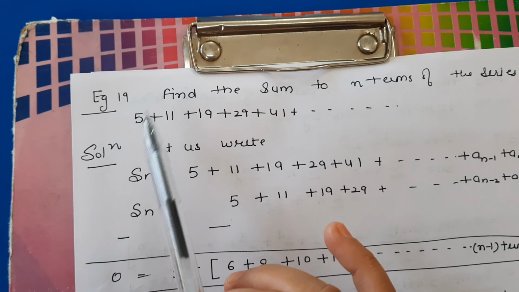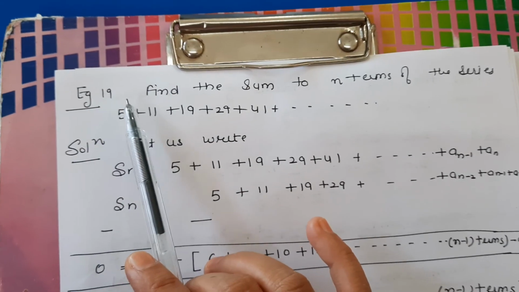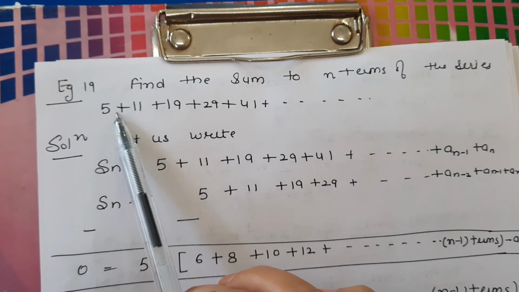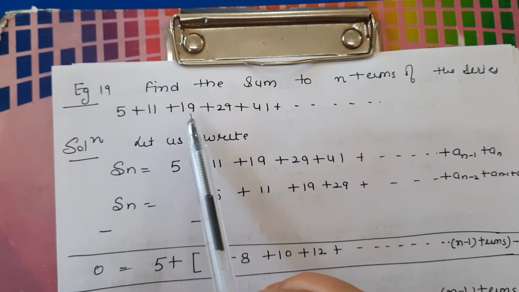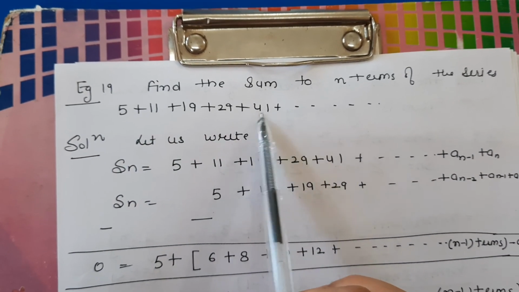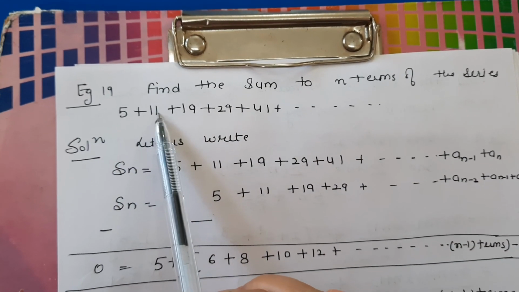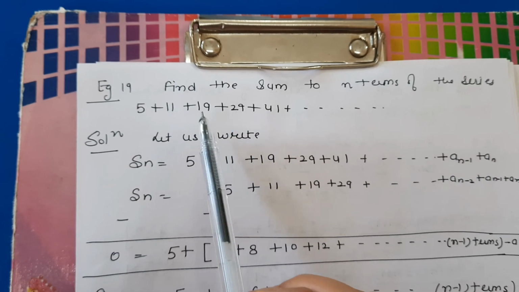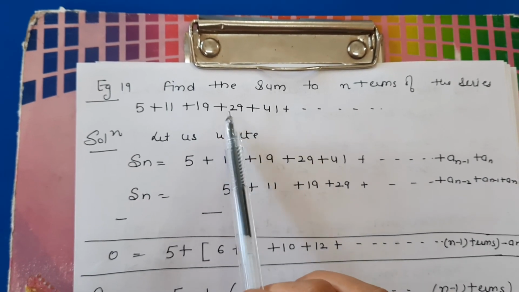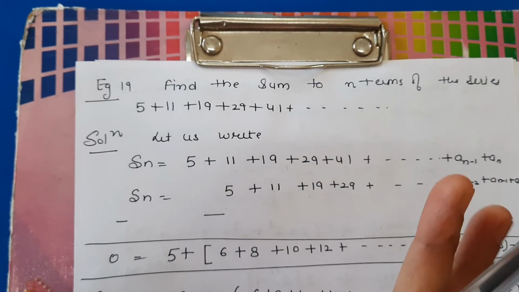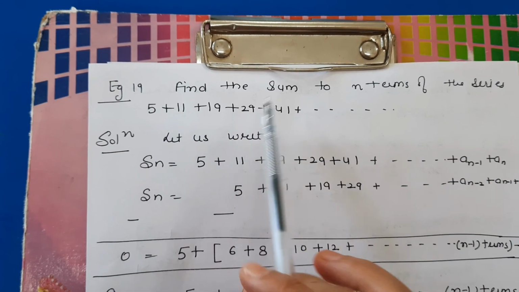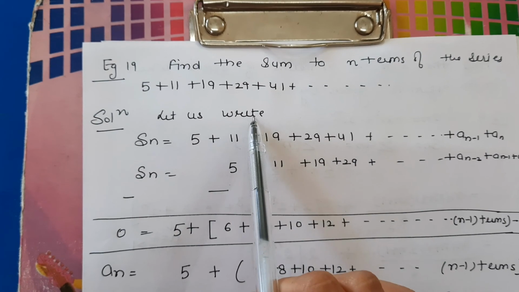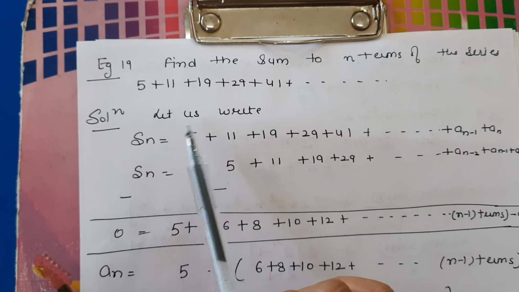Now I am going to discuss example number 19 from exercise 9.4. Find the sum to n terms of series. Series is 5 plus 11 plus 19 plus 29 plus 41. If we look at the difference, 6, then difference, 19 minus 11 is 8, 29 minus 19 is 10, then we have 12. That means the difference is not constant. So the given series is not in AP and neither is this series in GP. So we are going to do this question from a different method.